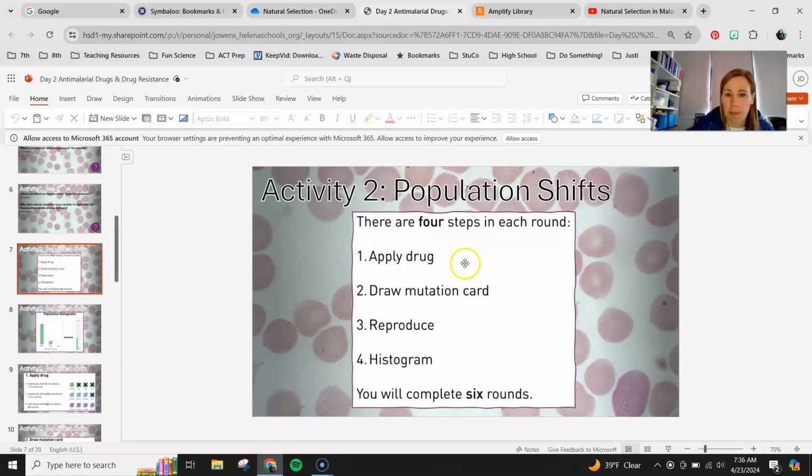The first step is you are going to apply a drug. You are going to see that depending on the amount of resistance that different parasites have, it's either going to kill a lot of them, a little bit of them, or none of them at all. In your population, you are going to see 3 different cubes. The green cubes represent all the parasites that have no resistance at all.